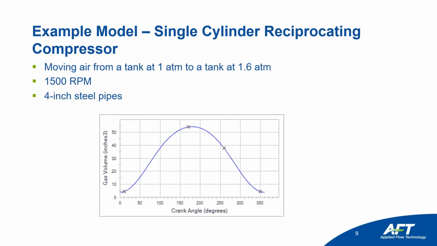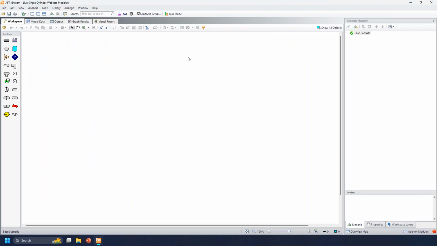So for our first example, we're going to look at a single cylinder compressor, and it's just going to be moving air from a tank at 1 atmosphere to another tank at 1.6 atmospheres. We'll be operating it at 1500 RPM, and we'll be using 4-inch steel pipes to connect everything. So go ahead and open xStream, and we will drag a tank in here, compressor, some bends going up over an obstacle, and finally this other tank.